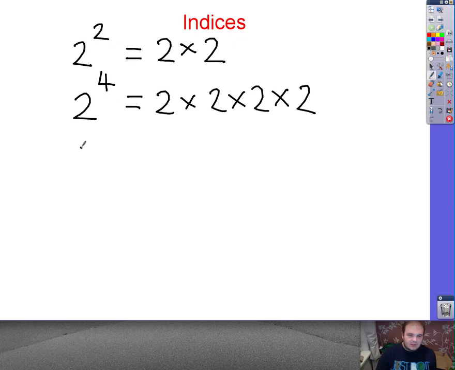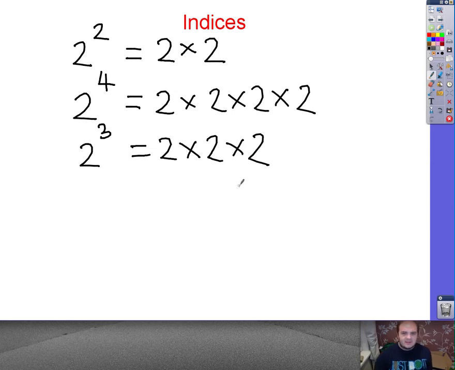Okay, just do one more to make sure you're entirely sure. 2 to the power 3, well that'll just be 2 times 2 times 2. Okay, very nice, very simple. Now, what you need to be able to do with indices is a few simple things. You need to be able to pick up the general rules that are involved, so that you can apply them to any case.